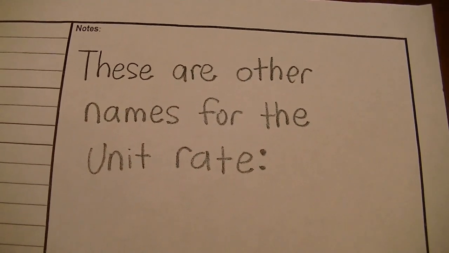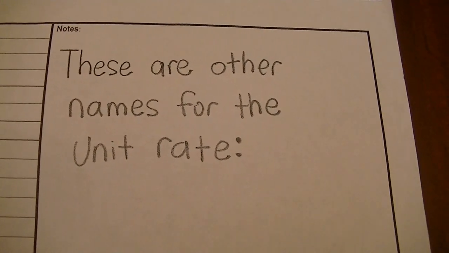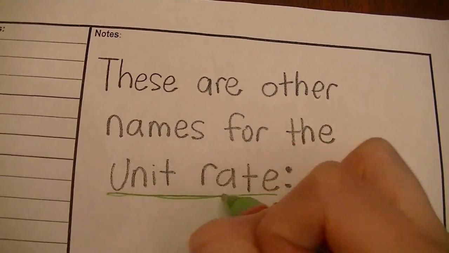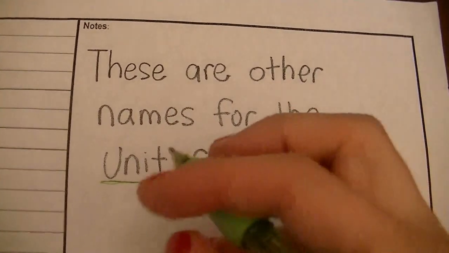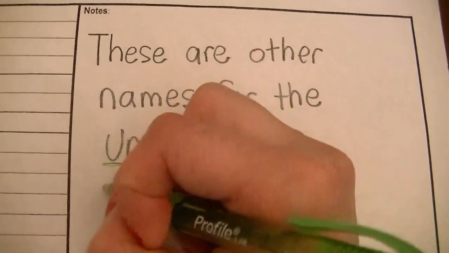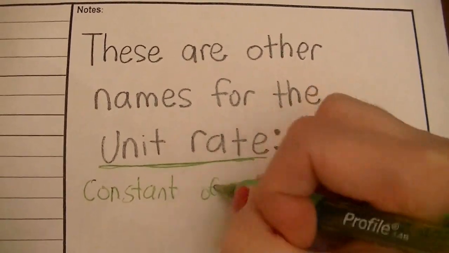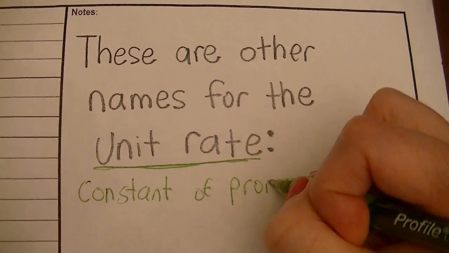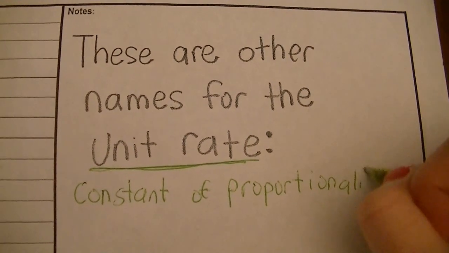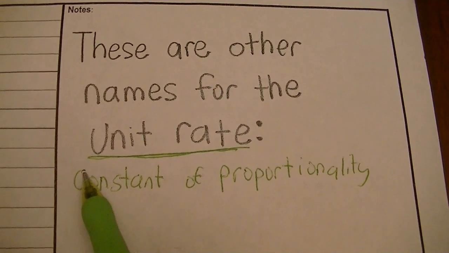Okay, so these are other names for unit rate. And I'm going to show you these just because your book and assessments might not say the word unit rate, and I still want you to know what they're talking about. So here's a fancy thing they'll use. Instead of saying unit rate, they're going to say something called constant of proportionality. Constant of proportionality. If I could spell it. There we go. Okay, so if they say find the unit rate, you can say, oh, find the constant of proportionality.